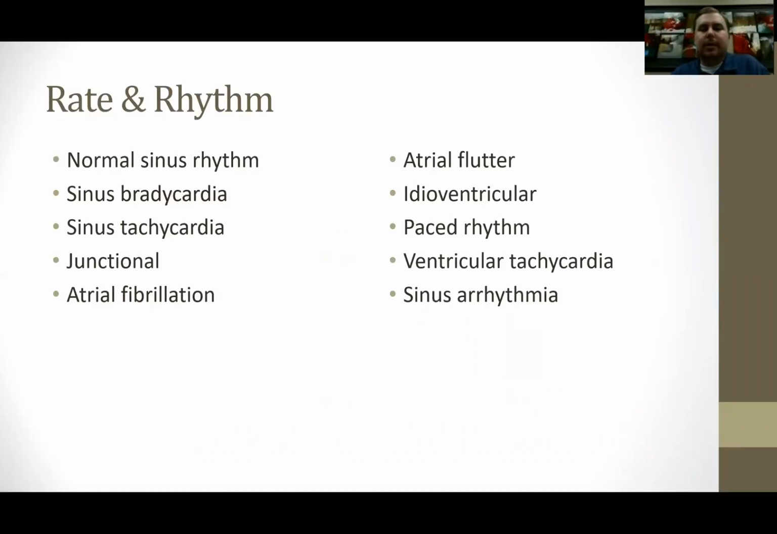Next part of this rate and rhythm is obviously identifying the rhythm. This PowerPoint's not going to go into the interpretation of each specific rhythm. You should be coming in with a baseline knowledge of all these different rhythms and what criteria it is that makes each one up. Your main ones are going to be the ones that I put on the screen. So normal sinus rhythm, your sinus bradycardia, sinus tachycardia, junctional rhythms, atrial fibrillation, atrial flutter, idioventricular, different types of paced rhythms, VTAC, and then sinus arrhythmia.